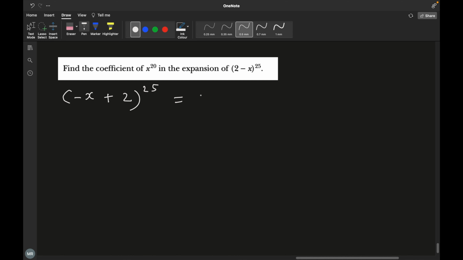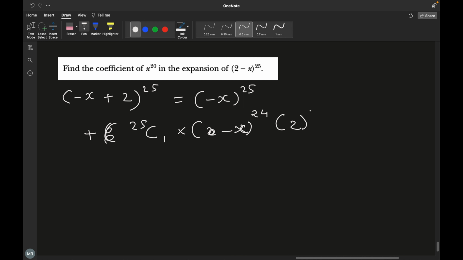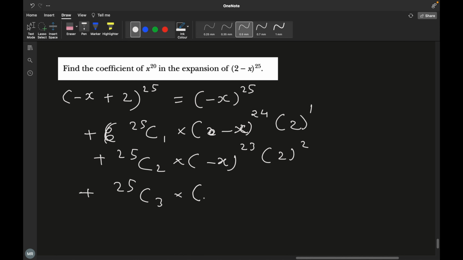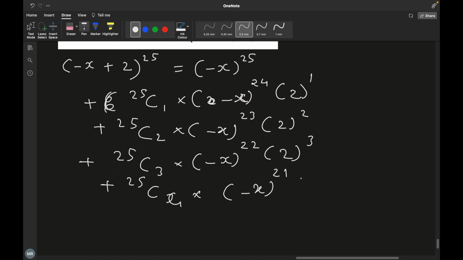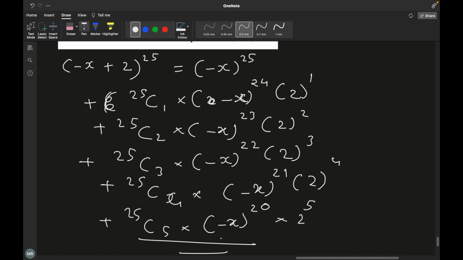And now let's expand this. This is going to be (-x) to the power of 25 plus 25C1 multiplied by (-x) to the power of 24 multiplied by 2 to the power of 1, plus 25C2 multiplied by (-x) to the power of 23 multiplied by 2 to the power of 2, plus 25C3 multiplied by (-x) to the power of 22 multiplied by 2 to the power of 3, plus 25C4 multiplied by (-x) to the power of 21 multiplied by 2 to the power of 4, plus 25C5 multiplied by (-x) to the power of 20 multiplied by 2 to the power of 5. And therefore, we just got this in 5 terms.